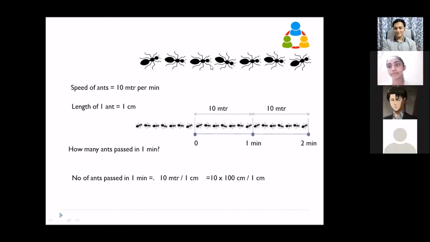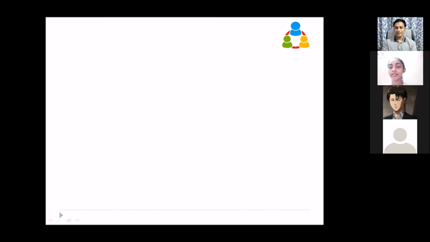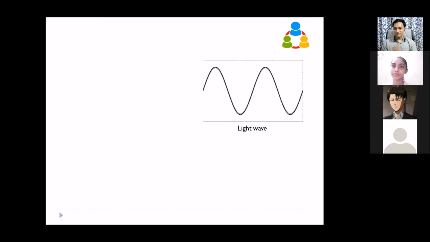So do you think I told this for ant business? No. I have a vested interest in this. Now replace ant with wave. Replace ant with waves. Just assume one wave is one ant.